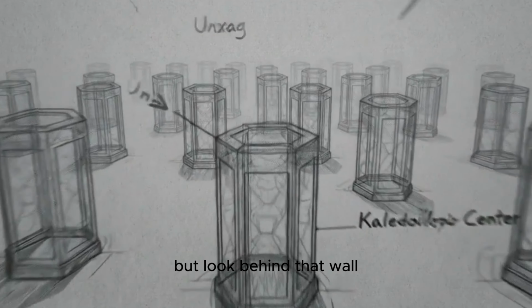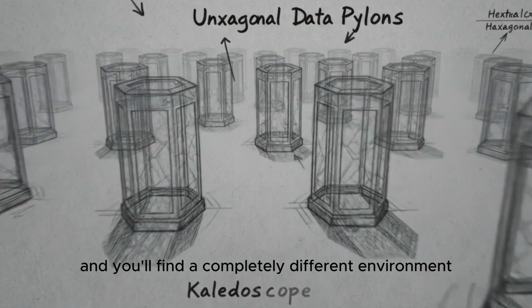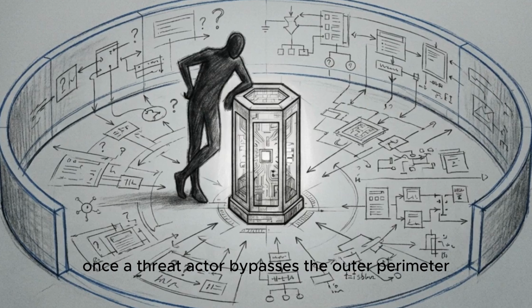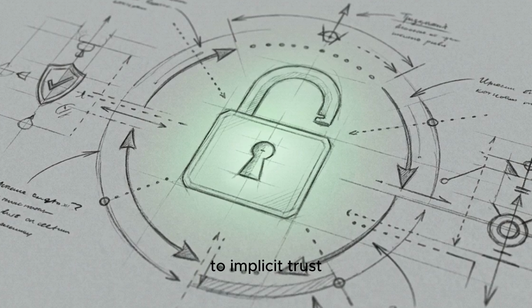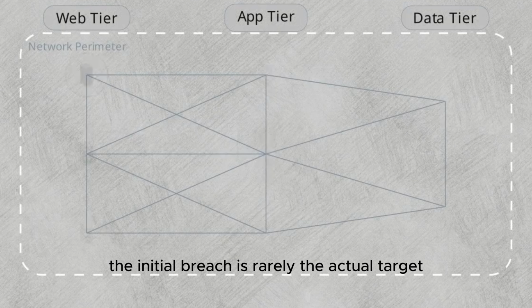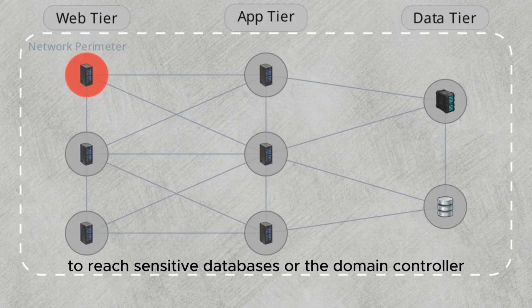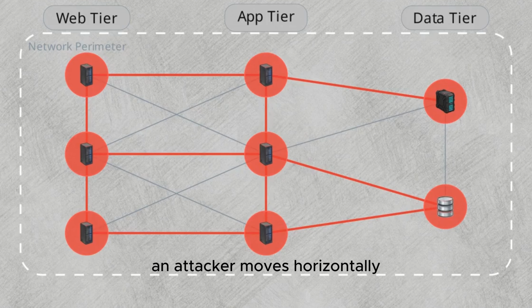But look behind that wall, and you'll find a completely different environment. Once a threat actor bypasses the outer perimeter and lands on an internal machine, the system's defensive logic shifts from suspicion to implicit trust. The initial breach is rarely the actual target. To reach sensitive databases or the domain controller, an attacker moves horizontally.